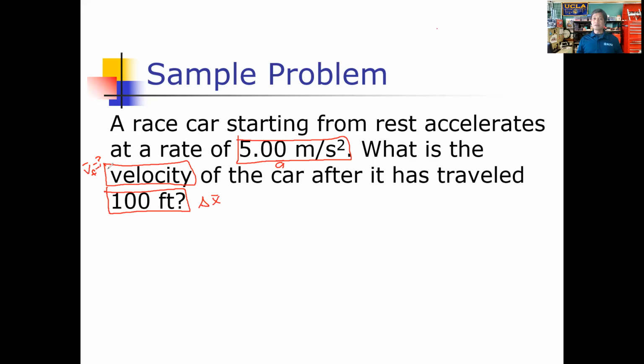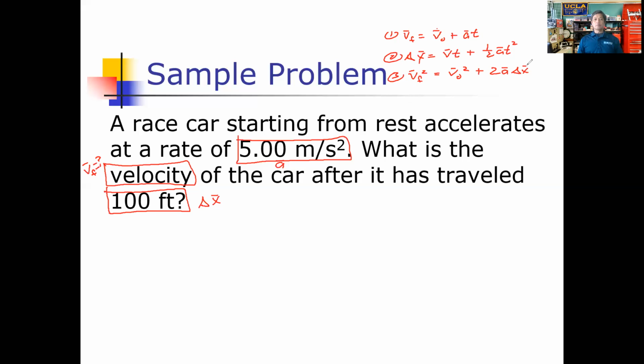Let's go ahead and write down the equations that we're going to use. The first equation: V final is equal to V initial plus acceleration times time. The second equation: displacement is equal to V, constant velocity, times time, plus 1/2 acceleration time squared. And the last one is V final squared is equal to V initial squared plus 2 times acceleration times displacement.